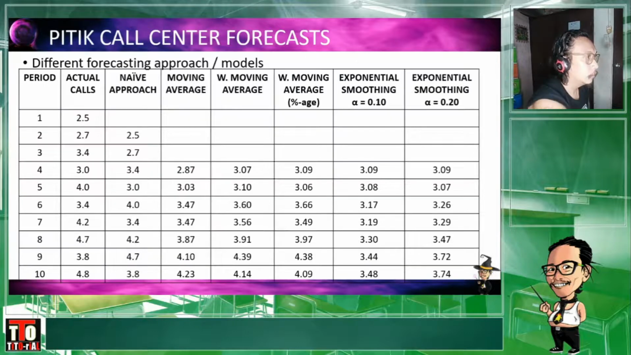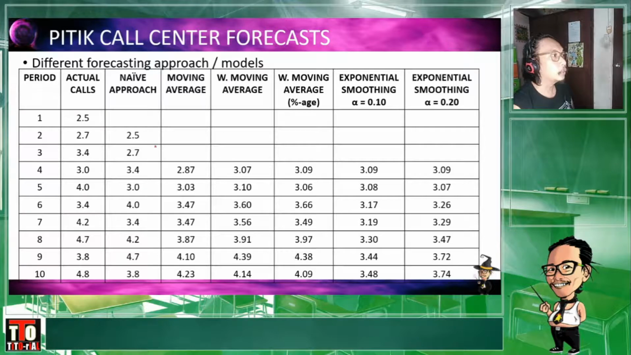Okay? Now, to summarize all the forecasting techniques, you have it all here. All the quantitative forecasting techniques. Because there is also what we call qualitative forecasting technique. So, what I'm teaching is only quantitative forecasting technique. These are the usual ones used. We've done the naive approach, moving average, weighted moving average, and weighted moving average using a percent. Then our two exponential smoothing.